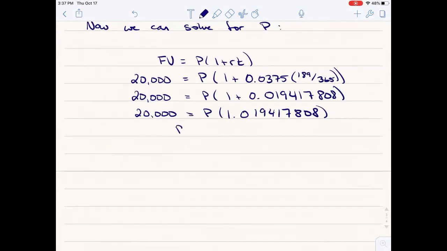Now to solve for P, I like to have P on the left-hand side, or whatever I'm solving for on the left. And so now I can say, okay, well, to get P on its own, I would have to divide both sides by 1.019. And so I get 20,000 divided by 1.019417808. So plus 1. And what I'm going to do is make a little note that I've stored this in 1. That's more of a note to myself where I stored things.